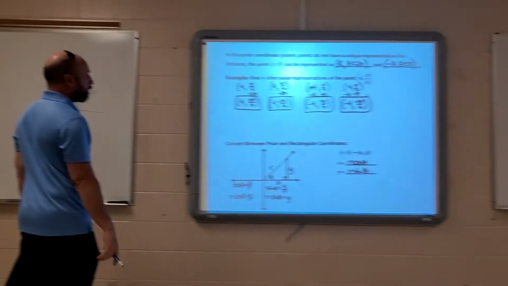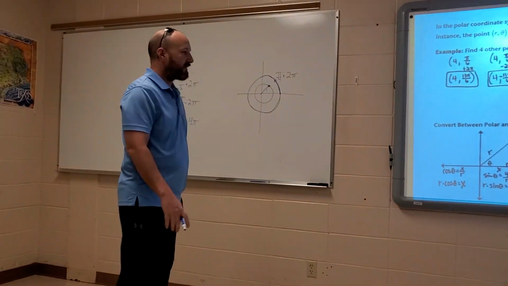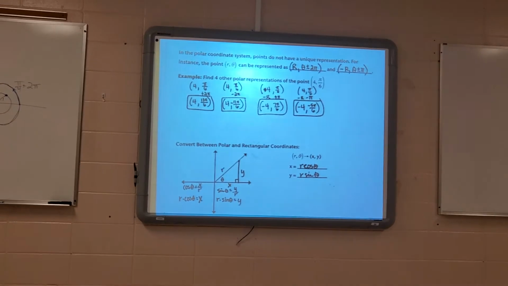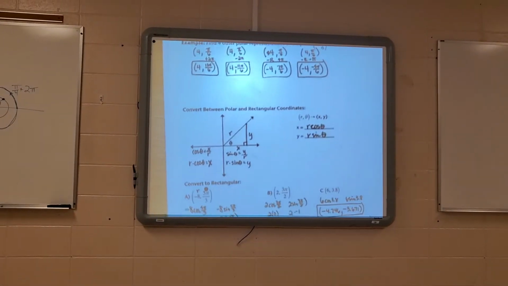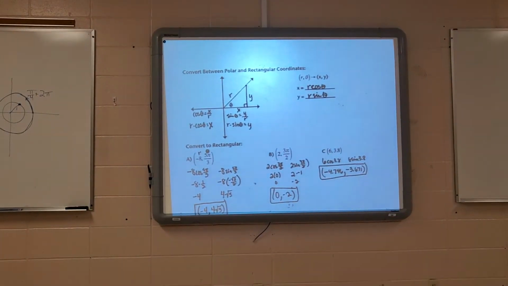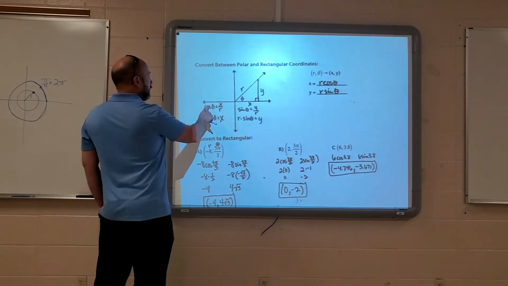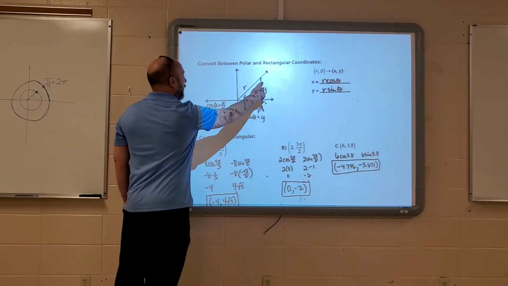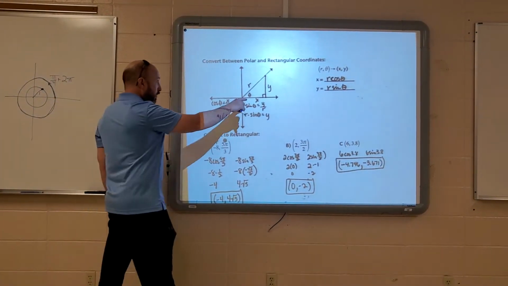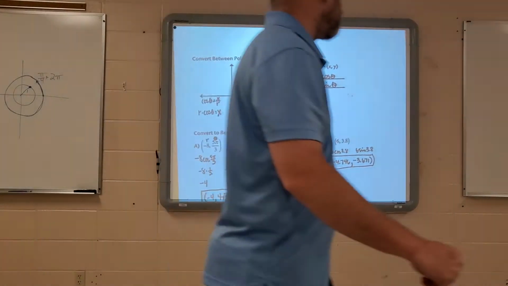Alright, so convert between polar and rectangular coordinates. So this is where things get a little dicey. Let me pull this up. So we've got the formulas. We have these formulas because we have a point right here in rectangular coordinates, x comma y. So, get my rag.